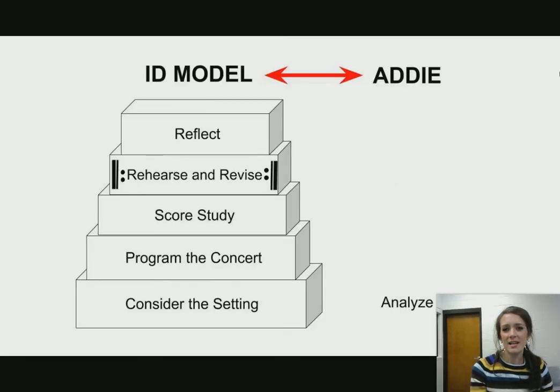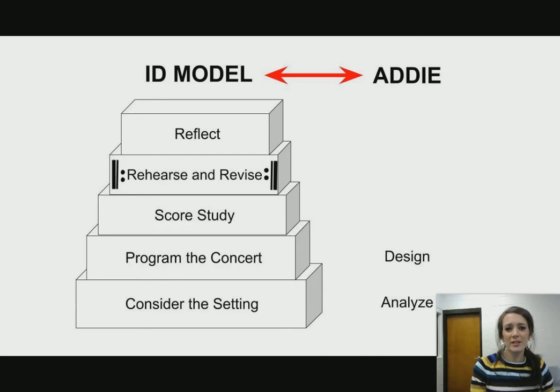This model is designed to walk any music educator through the daunting process of planning a concert from start to finish. To recap the model, there are 5 steps that must be completed in order. The first step is to consider the setting, which corresponds to the analyze phase in ADDIE. This is the phase where the director considers a number of factors that will influence the performance, such as space, acoustics, available instruments, age and experience of the ensemble, and who is the audience. In addition, this is the phase where specific goals are set.